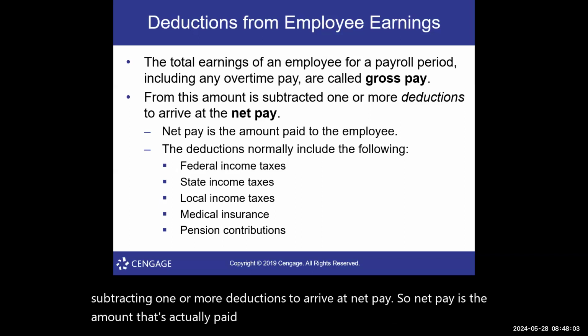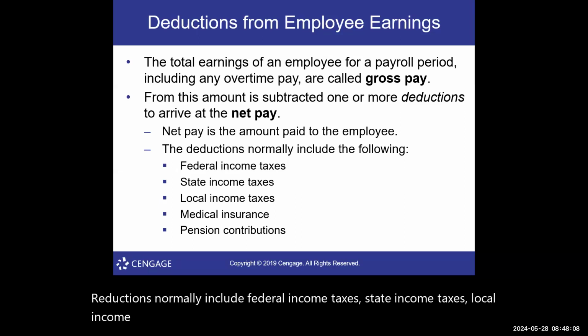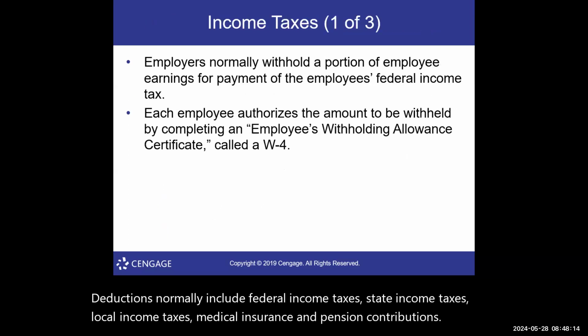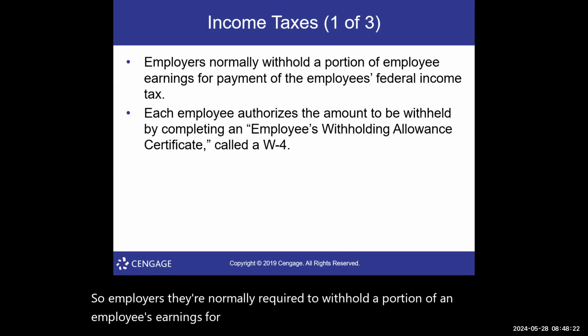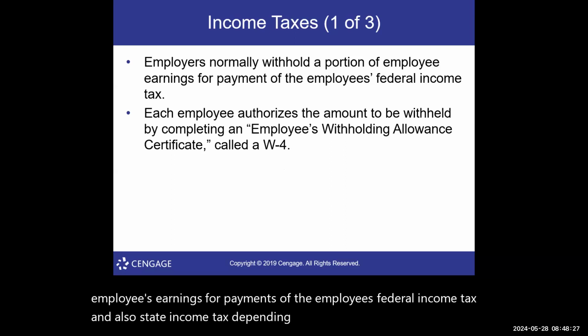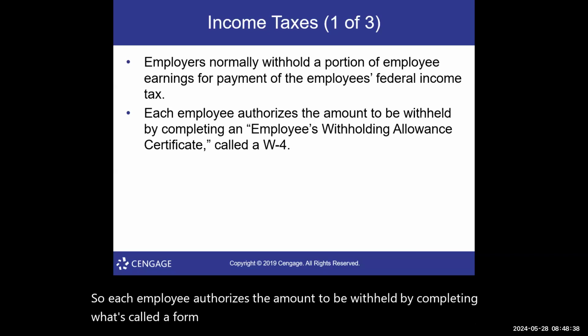Net pay is the amount that's actually paid to the employee. These deductions normally include federal income taxes, state income taxes, local income taxes, medical insurance, and pension contributions. Employers are normally required to withhold a portion of an employee's earnings for payment of the employee's federal income tax and also state income tax, depending on which state the individual lives in. Each employee authorizes the amount to be withheld by completing what's called a Form W-4. Form W-4 is the employee's withholding allowance certificate.